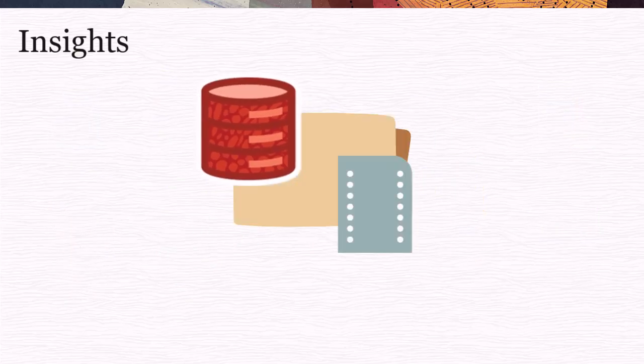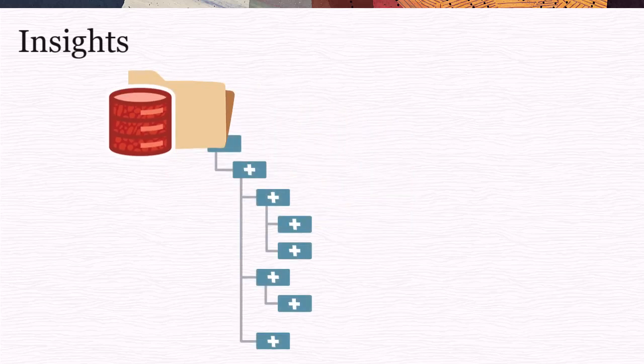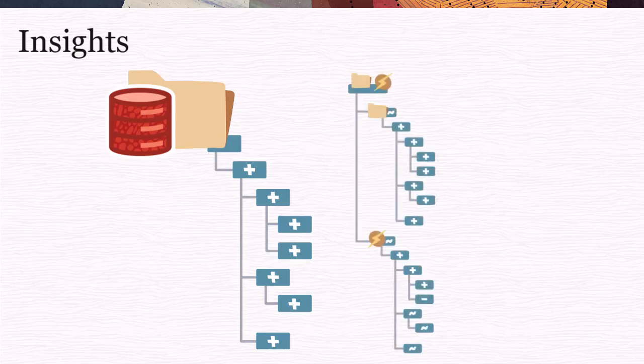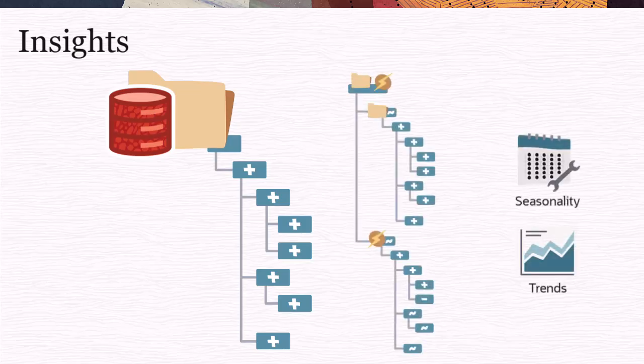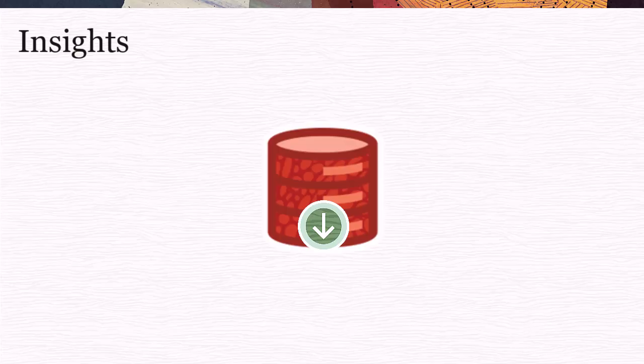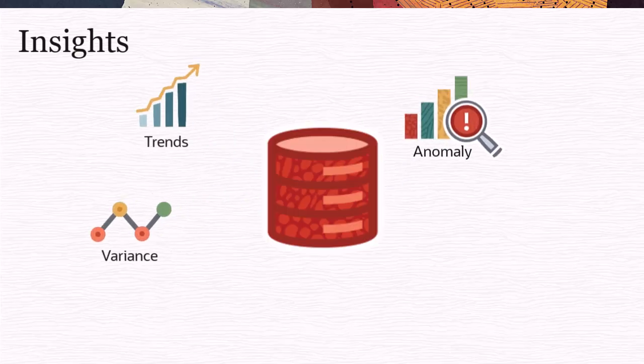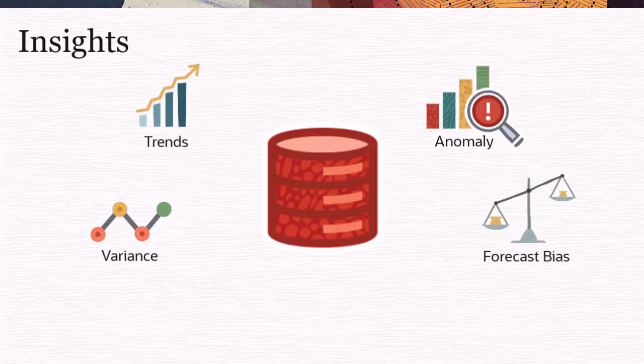Identifying key patterns visually in high-volume data is time-consuming and impractical. In many cases, data must be decomposed to account for factors such as seasonality and trends before anomalies and patterns can be properly understood. As new data is loaded into EPM Cloud, the Insight Engine processes the data for key signals such as variance, trends, anomalies, and forecast bias, eliminating hours of manual analysis.